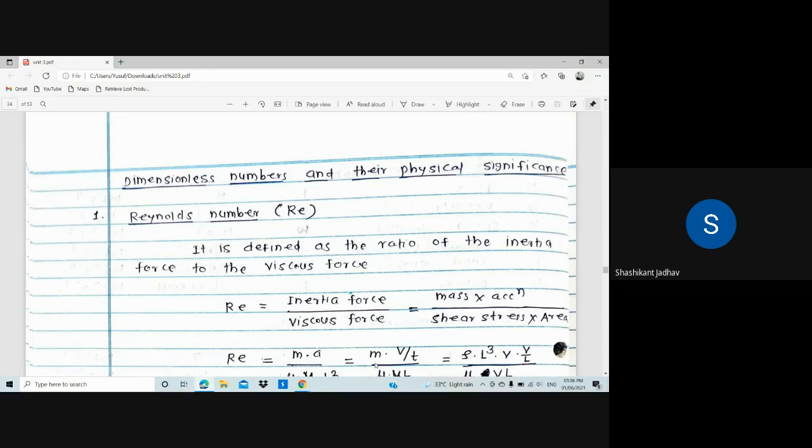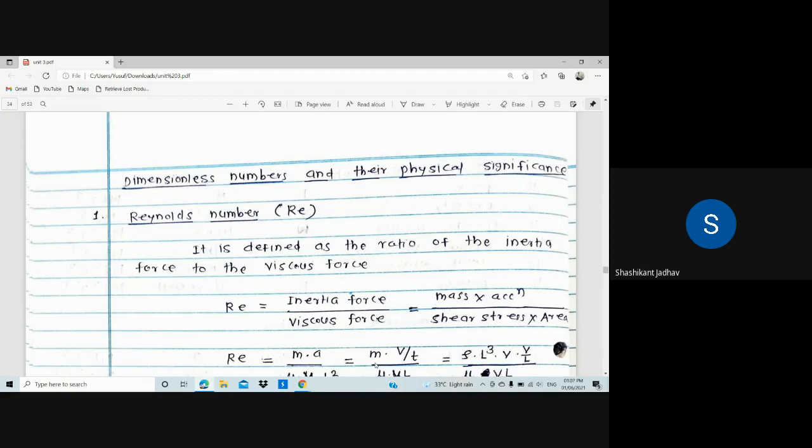After that, we made one chart and wrote the dimensions for each particular quantity. There are fundamental quantities, geometric quantities, kinematic quantities, dynamic quantities, and thermodynamic quantities. We wrote the symbol of each quantity, the unit of each quantity, and from that unit we wrote the dimension of each quantity. That part we covered in the last lecture.